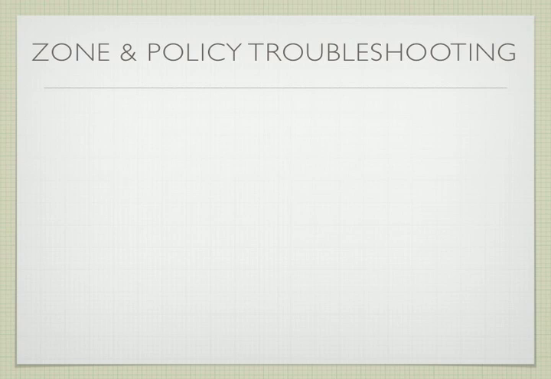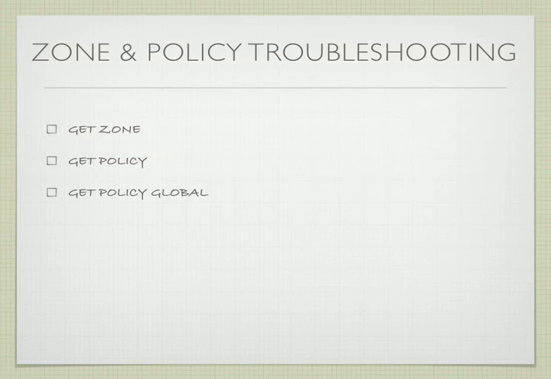Zone and policy troubleshooting. We have some commands available. Get zone will get you the IDs of the zones you're coming in. You're going to use get policy to get the IDs of the policies that you want to troubleshoot, so you can use these IDs. And get policy global if you have global zone policies. So these commands will get you the ID numbers you need for interpreting the debug flow. The debug flow is going to say from zone 102 to zone 1, as we saw in the previous lesson. So you're going to need to know what is zone 102, what is zone 1.